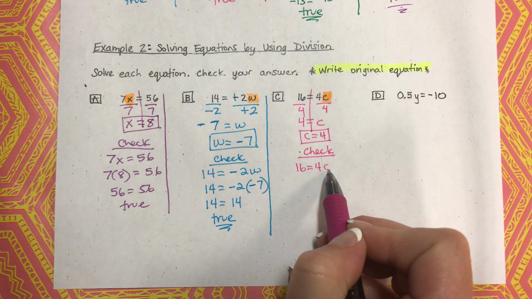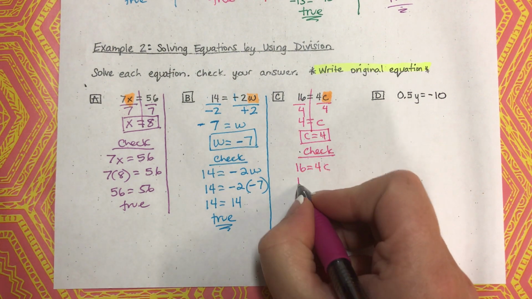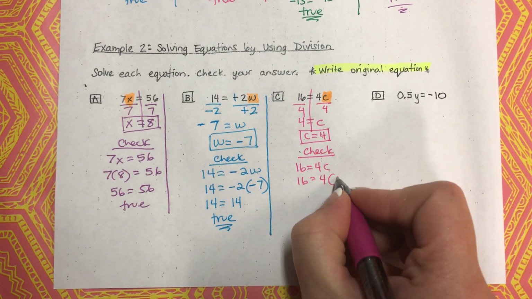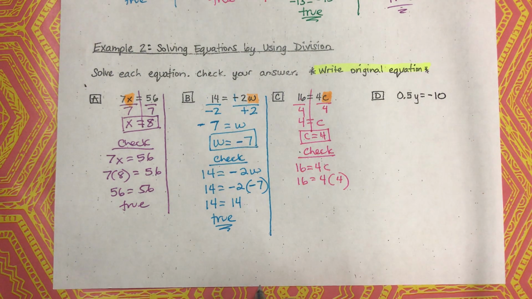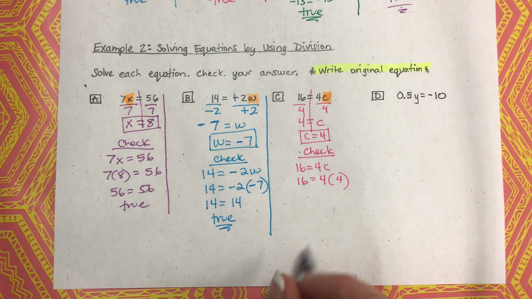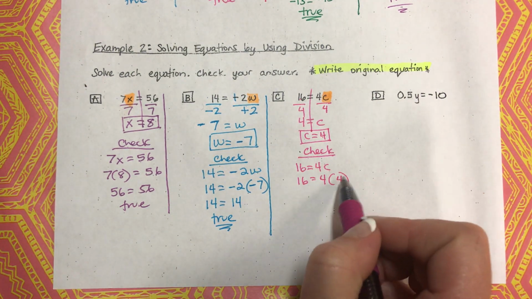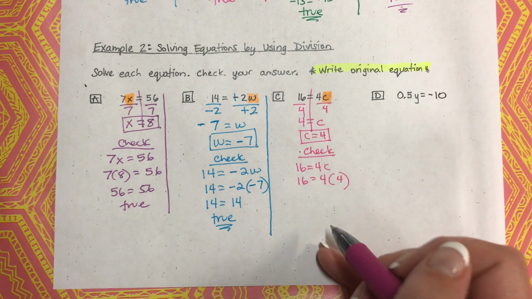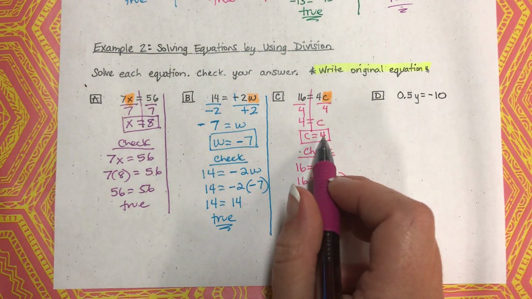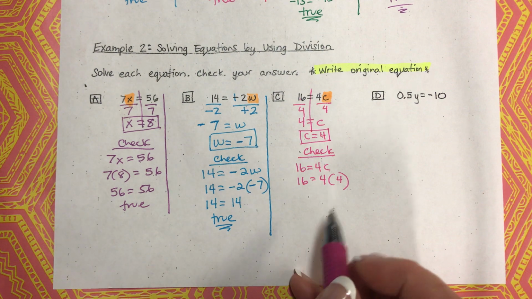And then I'm going to substitute 4 in for C. So I'm going to go 16 equals 4 times 4, just like that. And there's no reason why I put in parentheses. Sometimes I like doing parentheses. Sometimes I just put a dot. But whenever you do a negative number, you always want to put in parentheses.